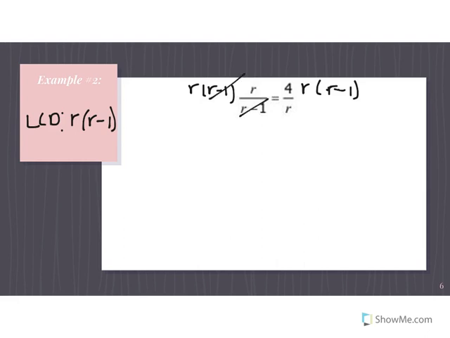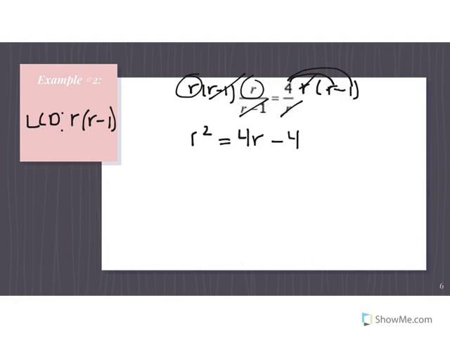So these are going to cancel that side out. This r and this r are going to also cancel that out. So now I have an r times an r on this side, which is r squared. And then I'm going to distribute that 4 to this r. So 4 times r is 4r. I'm also going to distribute that 4 to the negative 1, which is a negative 4.